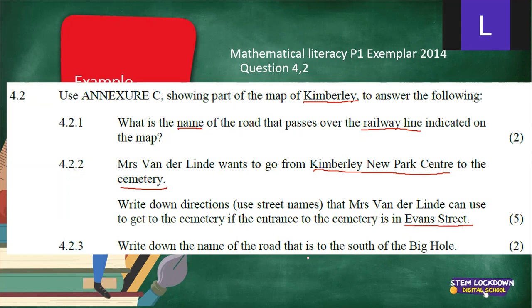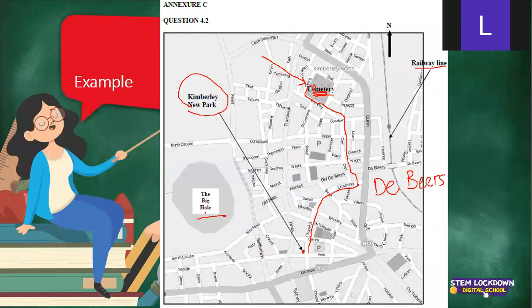And then lastly, write down the name of the road that is to the south of the big hole. Okay, there is the big hole. We're looking for the road that is on the south of the big hole. Remember your compass is your compass. It helps to take your compass as is. Don't orientate it, and write it on top of your starting point. So this is your note.